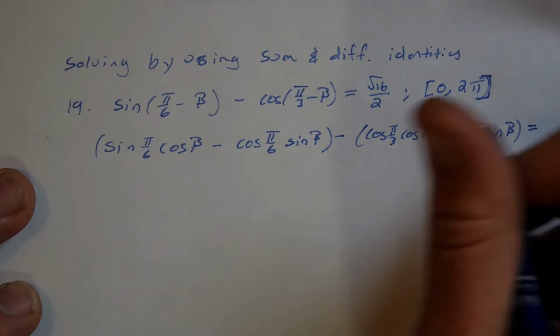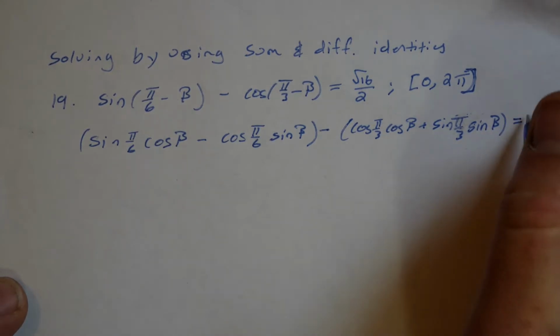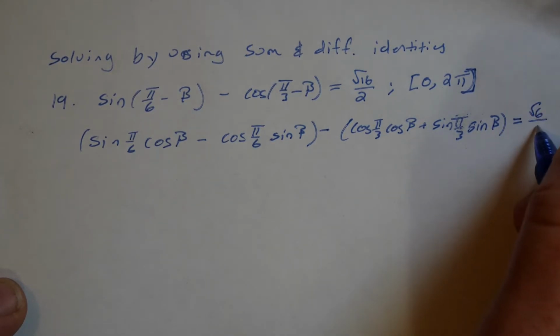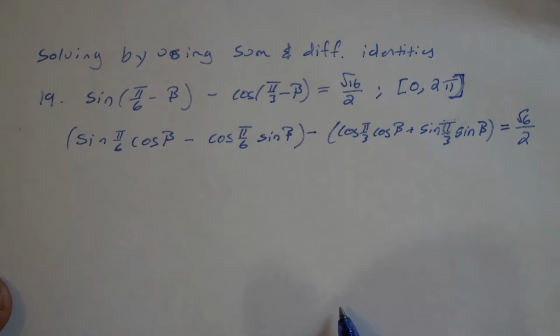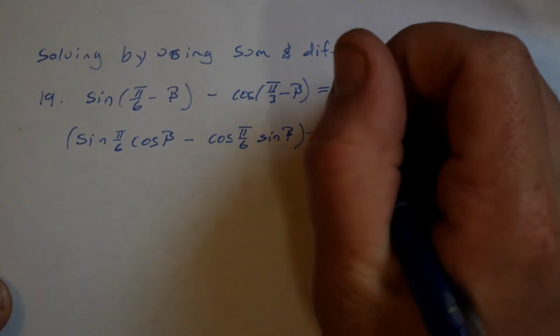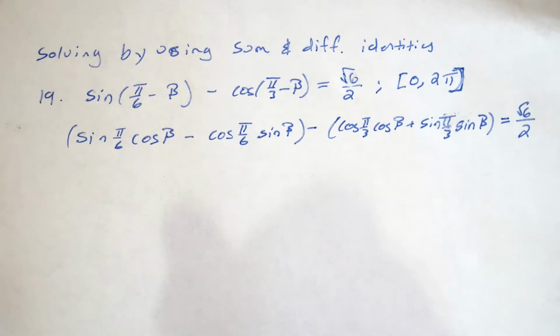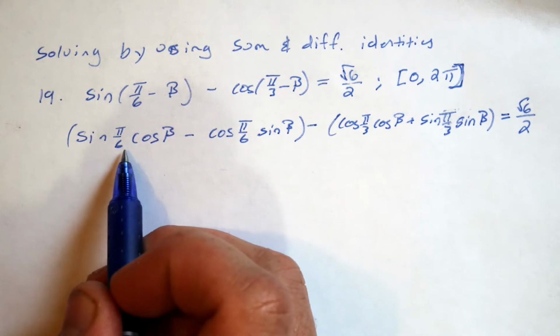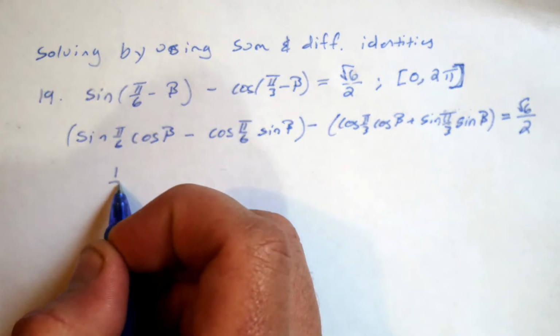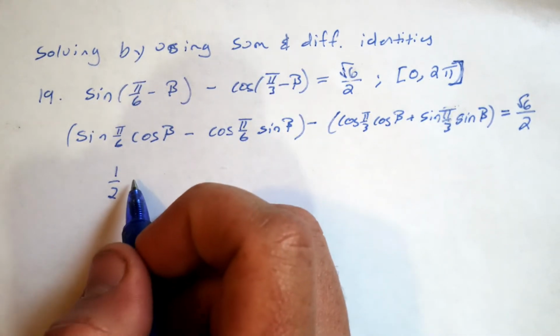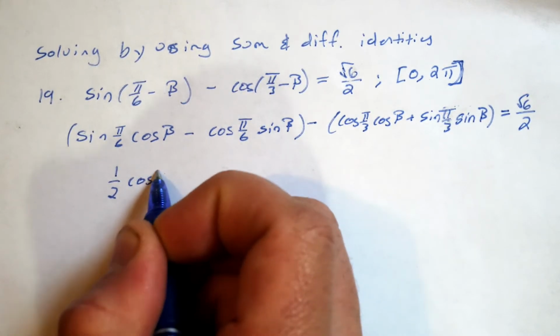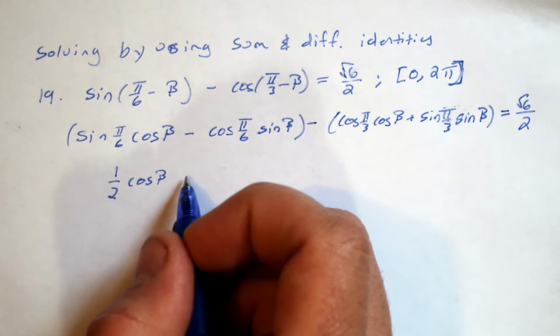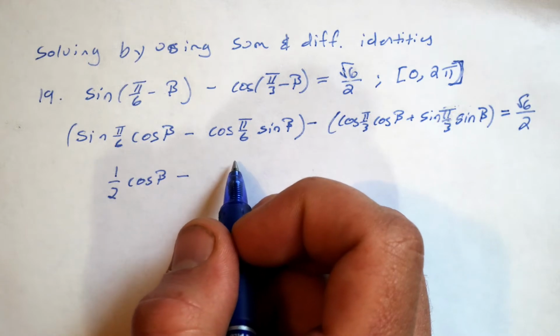And what does that all equal? Up on the top we still have that equals root 6 over 2. Oh, sorry, I don't know why I wrote root 16 over 2 over there. Yeah, the problem says root 6 over 2. Okay, so now we're just going to evaluate this. What's the sine of pi over 6? You should know that. It's 1/2. And that 1/2 is going to be there right next to cosine of beta. And then we have, what's the cosine of pi over 6? That's just the first angle in the unit circle.